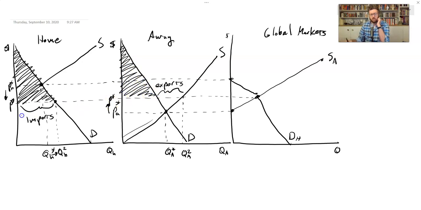So these consumers, the home consumers, have benefited from access to imports because they're getting lower prices. The away market has been hurt by this international trade. The market hasn't been hurt, but the consumers have, because now they have to pay higher prices and they get a lower consumer surplus. But let's look at the producer surplus. So now these producers, we go to the area under the price and above their supply curve, and they get this larger area here than they got before.